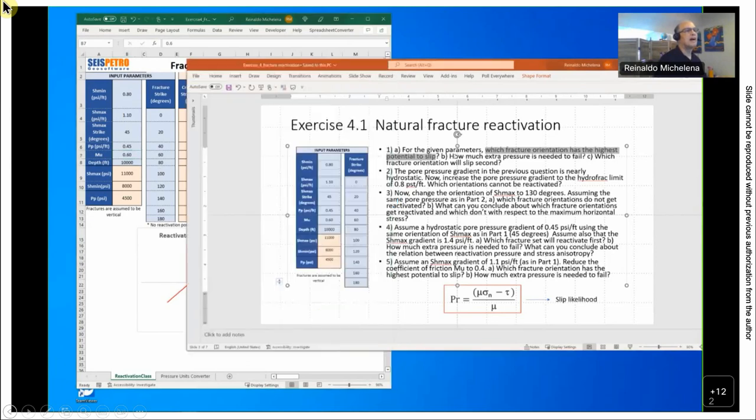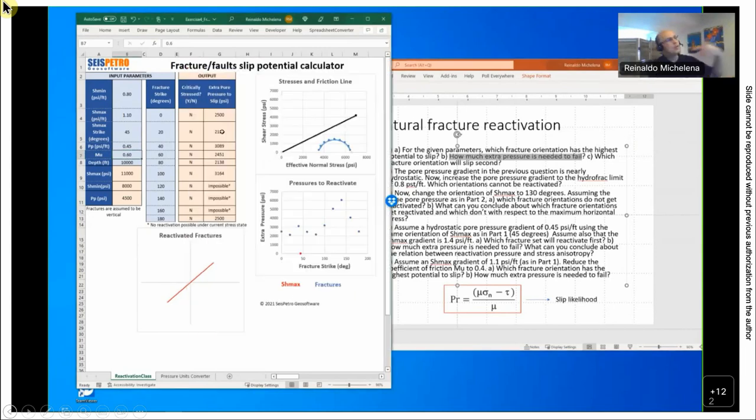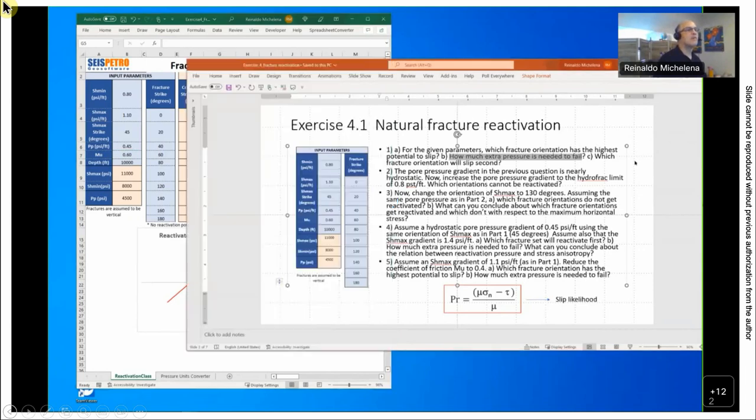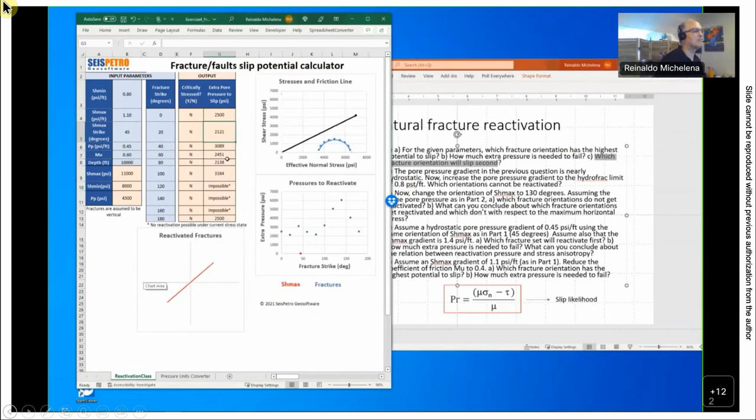Then how much extra pressure is needed to fail? Okay, so it's 21, 21. We already answered that, easy, because it's this number here. If you increase the pressure by this amount, that fracture at 20 degrees will reactivate. Then, which orientation will slip second? All we have to do is come here and say which one has the next smallest value. This was 20, and then we come here and it's 80. So that's the one that will reactivate next.